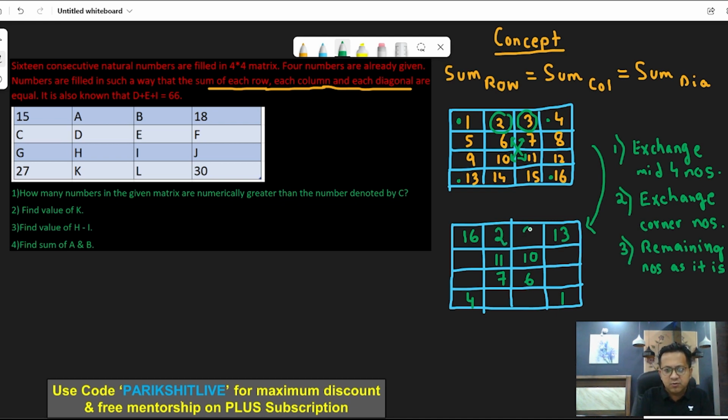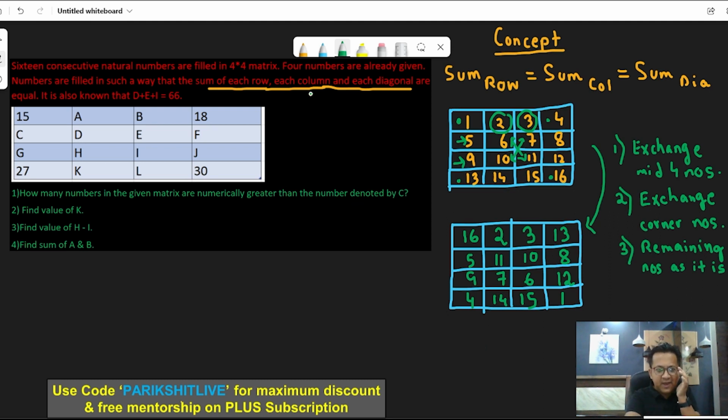So 2, 3. Then 5 and 9. Please write them down as it is. Next, 8 and 12. Write them down as it is. Next, 14 and 15. Write them down as it is. And the magic is done. You are done.